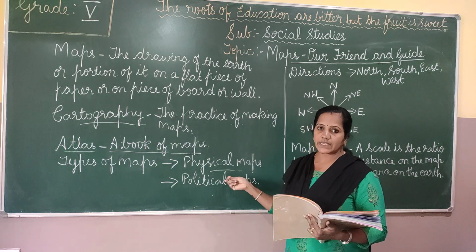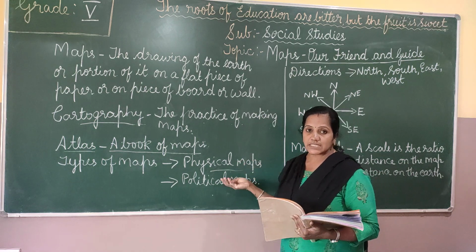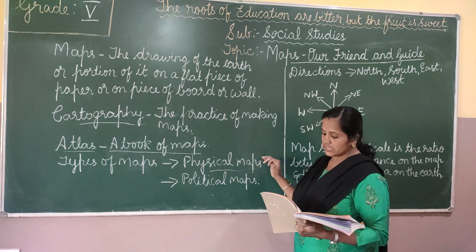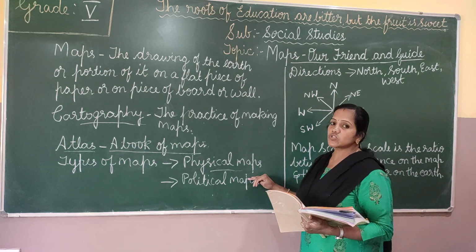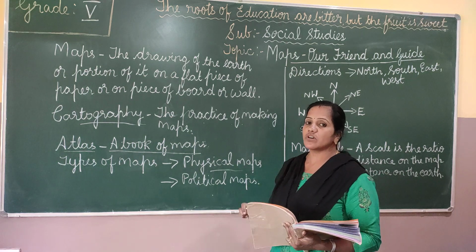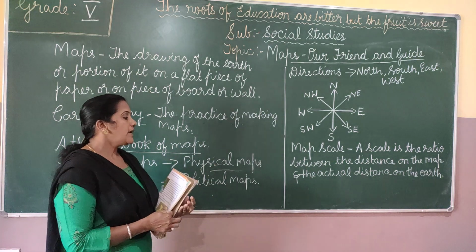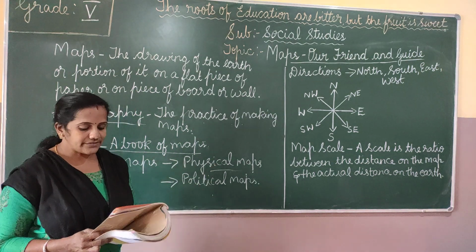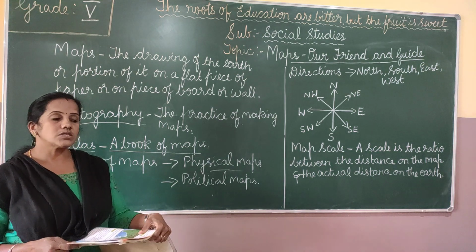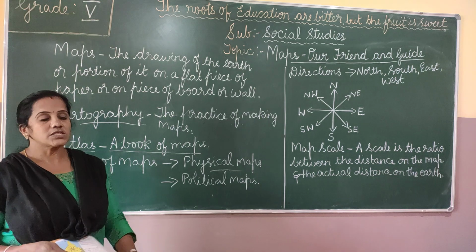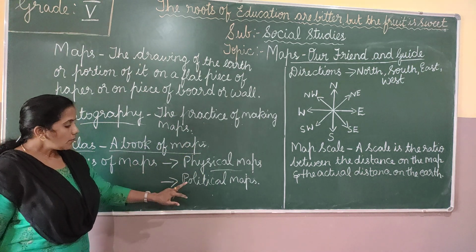What all do they include? They include mountains, hills, rivers, deserts, plains. All those are included in the physical map. So these physical maps are used to show the physical features of a particular place. They include hills, valleys, rivers, deserts, lakes, seas and oceans of that particular place. So they are called physical maps.